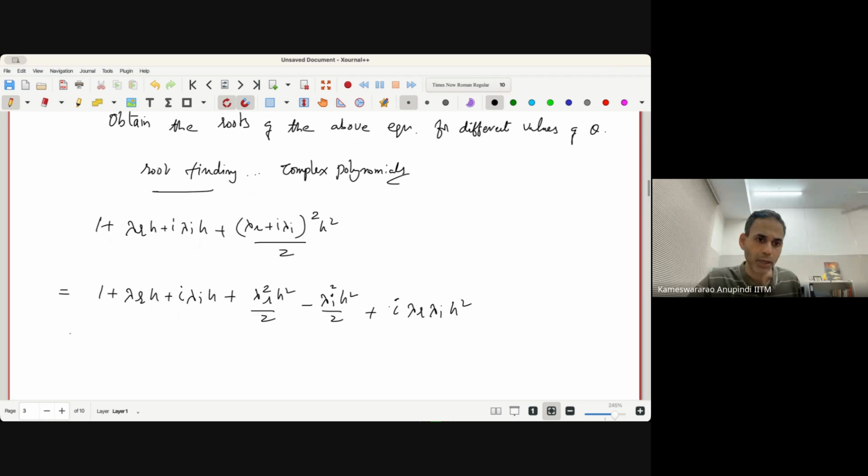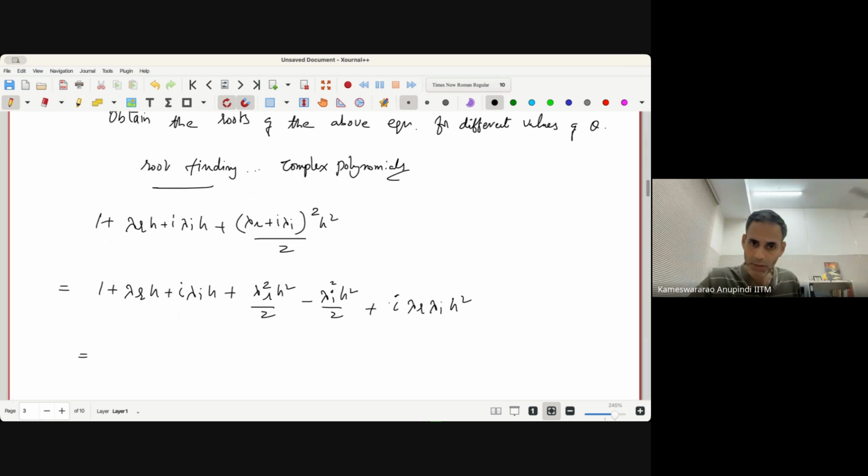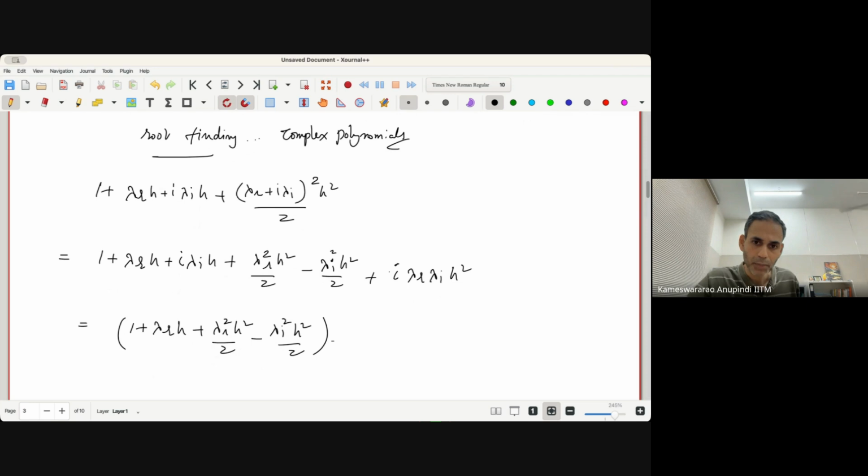Okay, that's what I get. That means I'm going to write this as two equations. One equation is where all the real components are there: 1 plus lambda_r h plus lambda_r squared h squared minus lambda_I squared h squared, divided by 2. That is my real part. Plus I have the imaginary part, which is lambda_I h plus lambda_r h times lambda_I h.